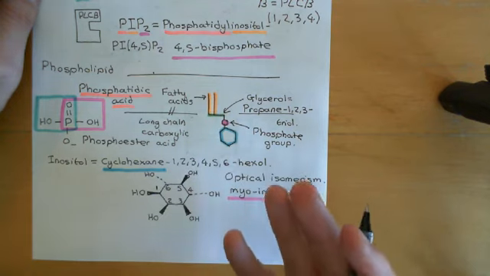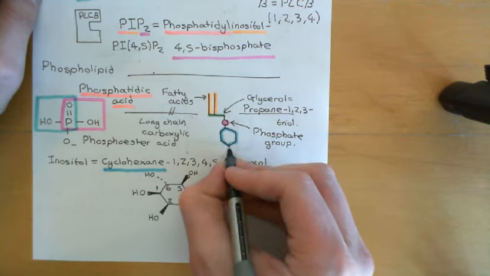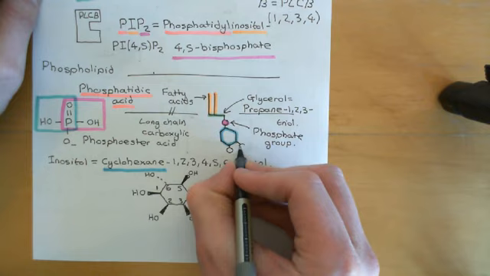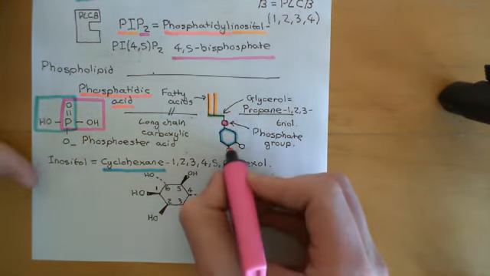And which carbons are we going to add them onto? Well, it's the 4th and the 5th carbons. So you're going to stick a phosphate group coming off this 4th carbon's alcohol group, and you're also going to stick a phosphate group coming off the 5th carbon's alcohol group, like so.